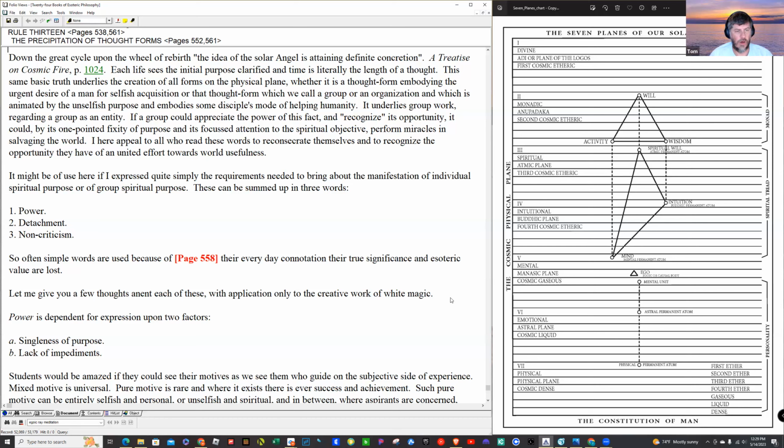I here appeal to all who read these words to reconsecrate themselves and to recognize the opportunity they have of a united effort towards world usefulness. It might be of use here if I express quite simply the requirements needed to bring about the manifestation of individual spiritual purpose or of group spiritual purpose. These can be summed up in three words: one, power; two, detachment; and three, non-criticism.